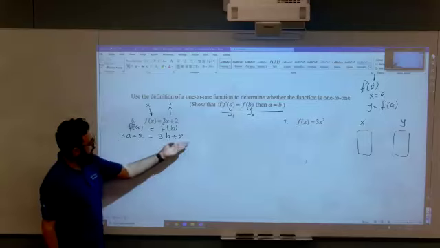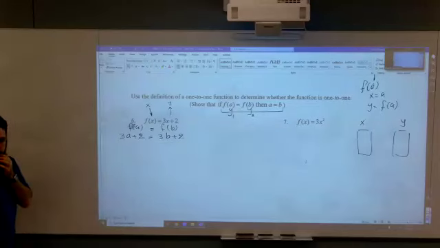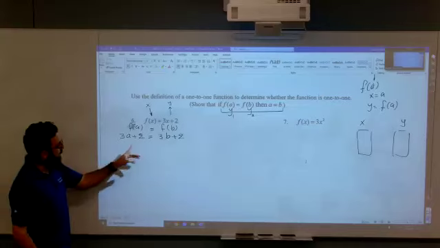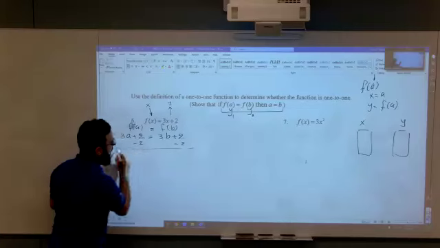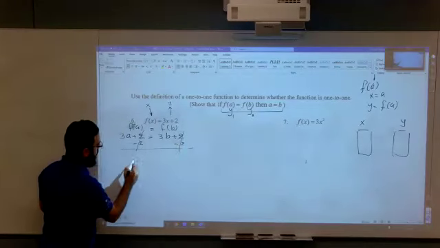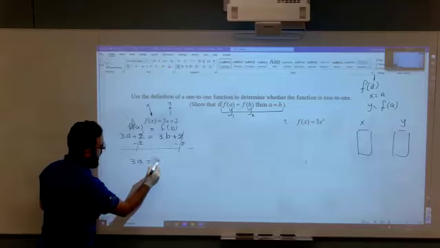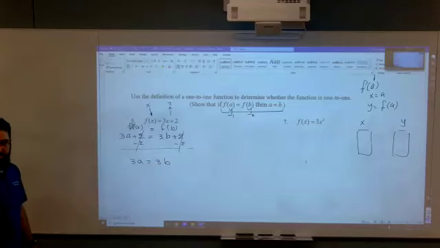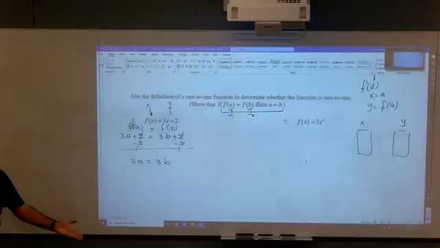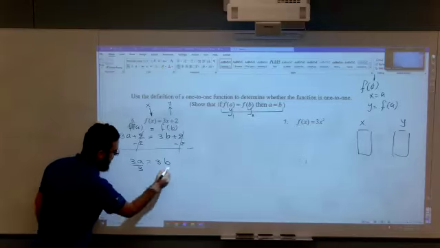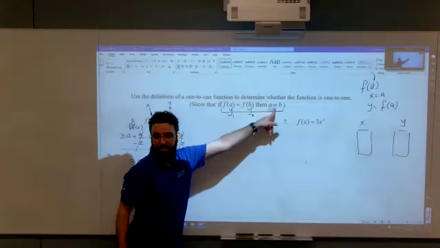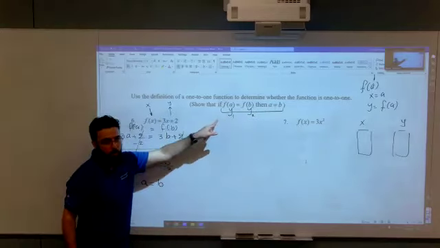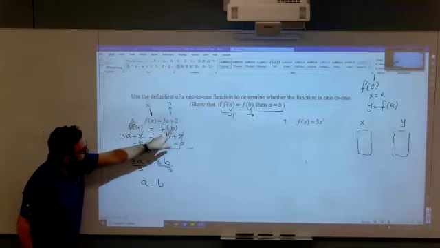Now I'm asking you, can we simplify this one? If I subtract 2 from both sides, is that okay? Cancel 2 from here. What's left? 3A equals 3B. But we can divide it by 3. So what's left? Is that what we have here? We started from f of A equals f of B.